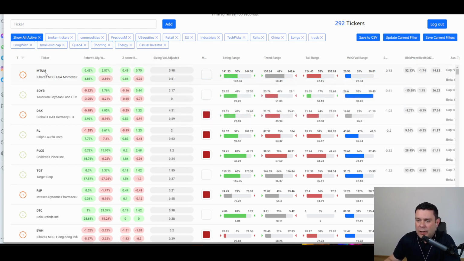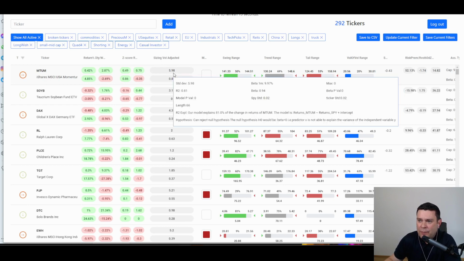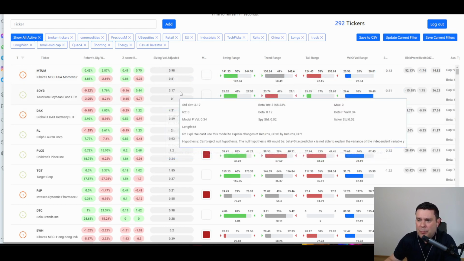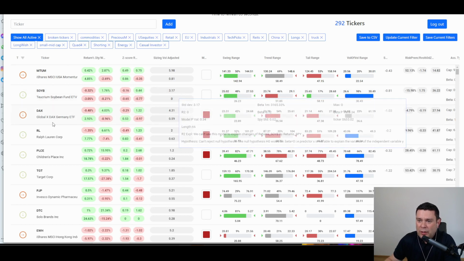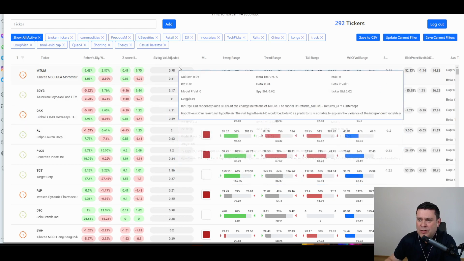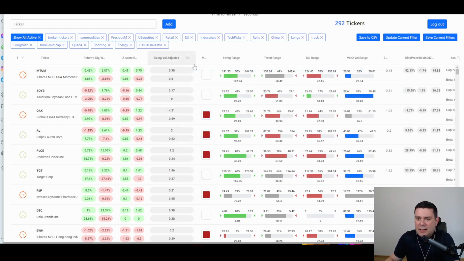So for MTUM, it's 5.98% of your capital. Soybean SOYB ETN is 3.17 at this point. Ralph Lauren is 2%. So it's these numbers. And this calculation is basically designed for an active portfolio in combination with ETF stocks. I built it for myself in peak season, having 40 to 60 tickers in my portfolio.